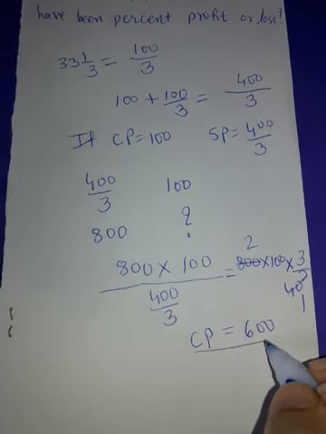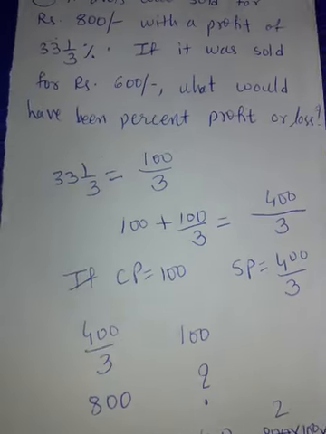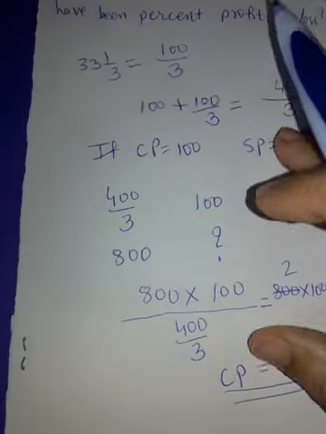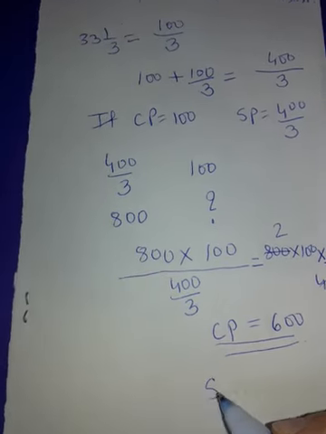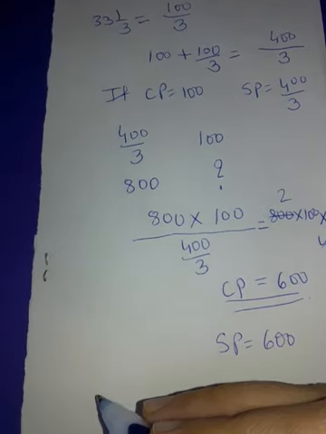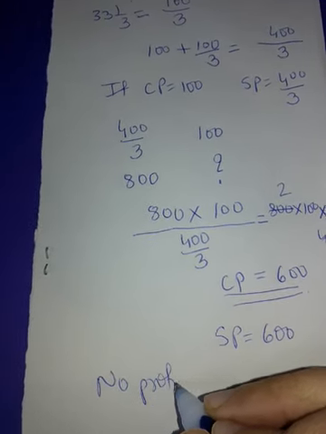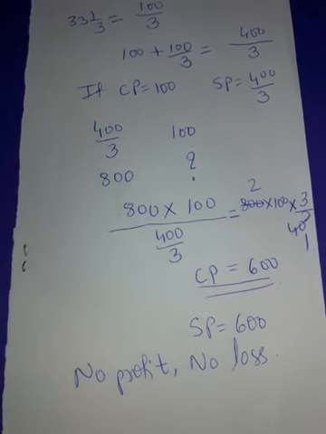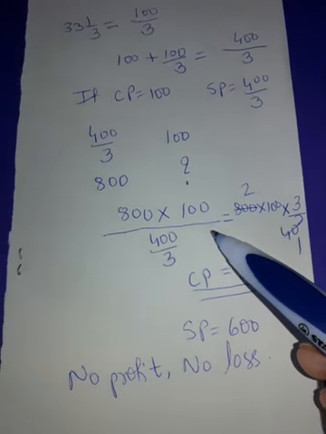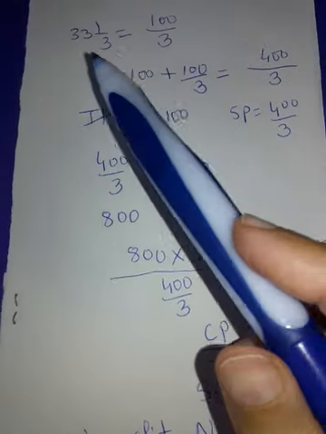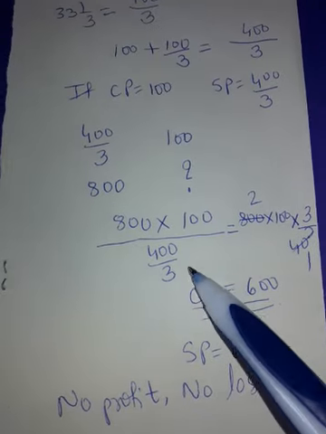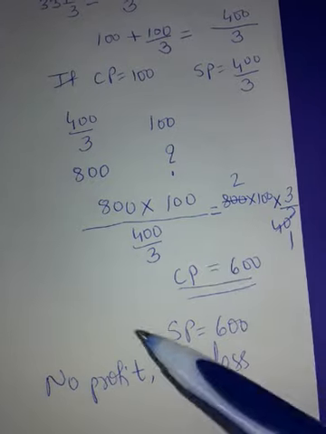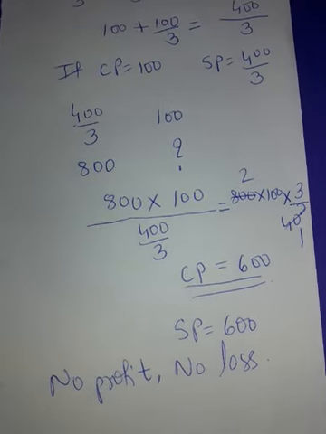So you have the answer. CP is 600. Now they are saying if it was sold for 600, what will be profit or loss? CP is 600, SP is also 600. That means no profit, no loss. That is your answer. Very clear? Here what was important? How to convert this into fraction and how to use it here. That was important. Right? Now let's solve this using our shortcut.